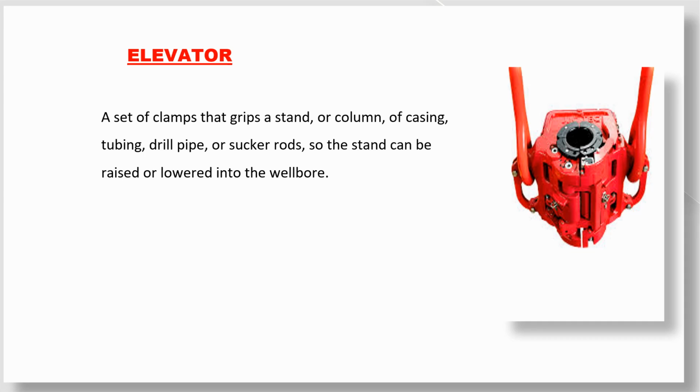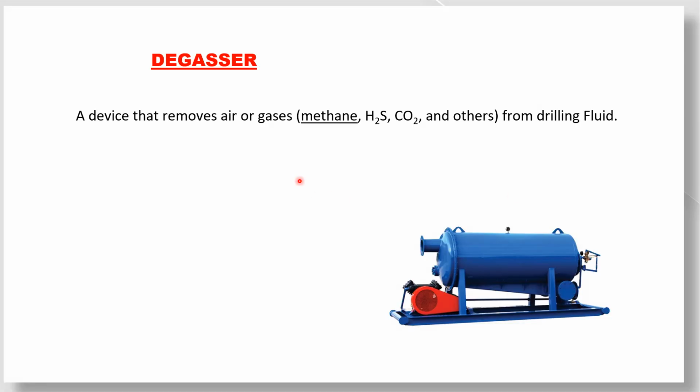The next one is degasser. Degasser is an equipment of the solid control system. Solid control system means the drilling fluid refining process. Drilling fluid is also said to be drilling mud. So both have the same meaning, either drilling fluid or drilling mud. So now see the degasser.